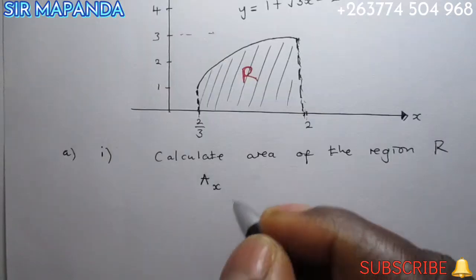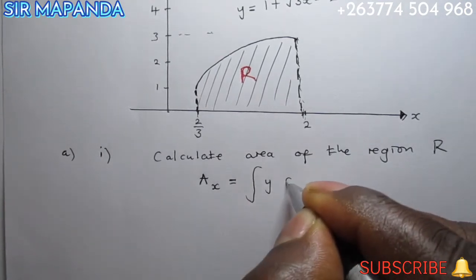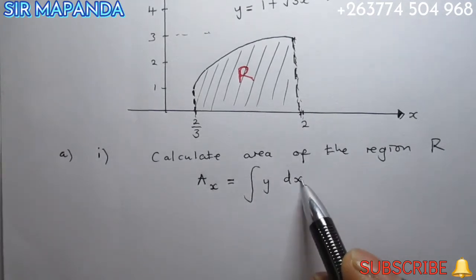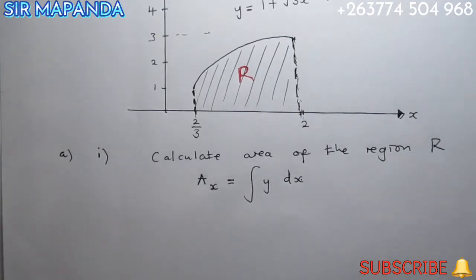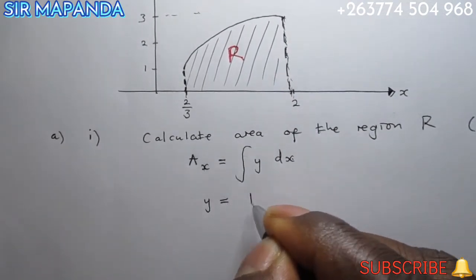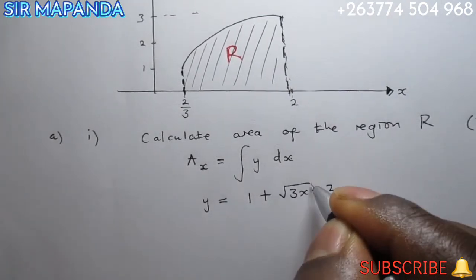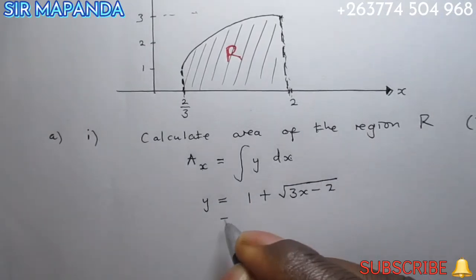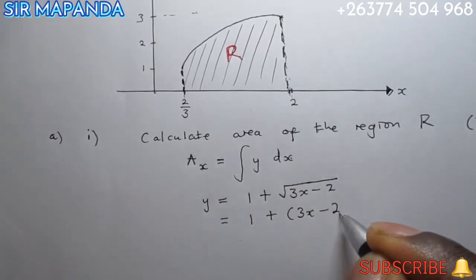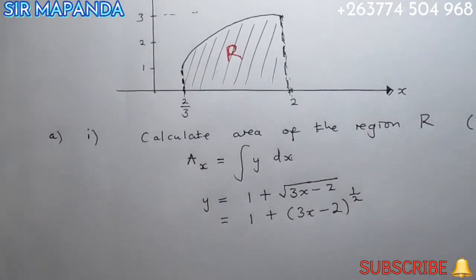We can make use of the formula A_x is equals to integral of y dx. So if you have A_x here, you must have dx there. Right. So what is the value of y? Remember, we are given that y is equals to 1 plus the square root of 3x minus 2, which can be written as 1 plus (3x minus 2) all raised to the power of half. I hope you are following.